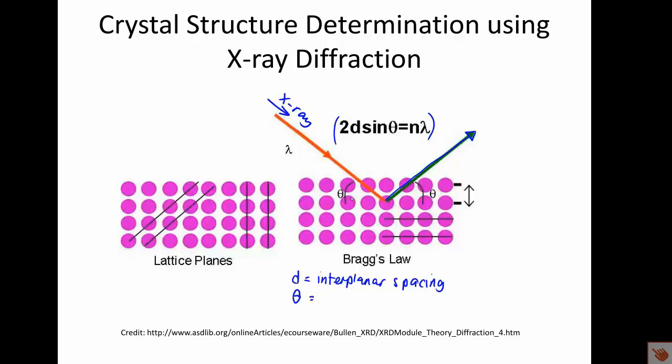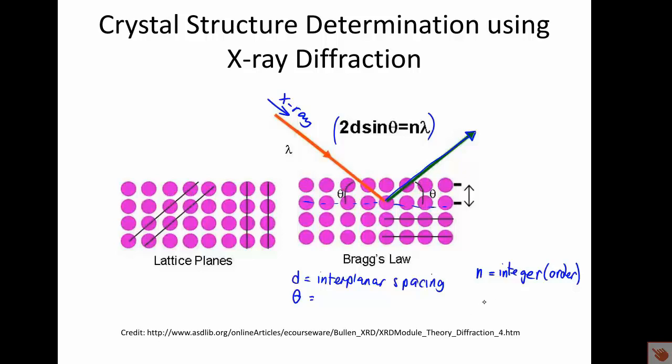Theta is the angle indicated on the diagram. It's the angle between the surface and the incident beam, and the angle between the surface and the diffracted beam, both of these angles being equal and given the symbol theta. n is an integer and represents the order of the reflected ray or the diffracted ray.